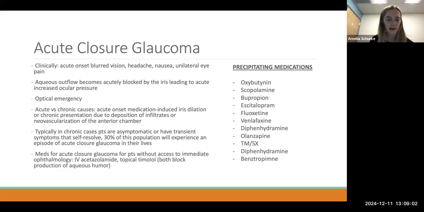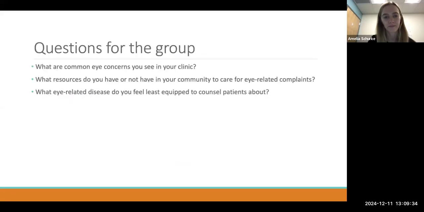And then chronic causes can be due to deposition of infiltrates or what's called neovascularization of the anterior chamber, just more creation of small capillaries in the eyeball. Oh, and then medications for acute closure glaucoma, for patients without access to immediate ophthalmologic care, for people that practice in rural areas, are IV acetazolamide or topical timolol.